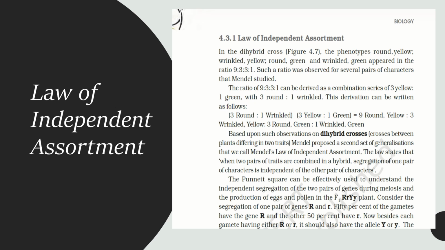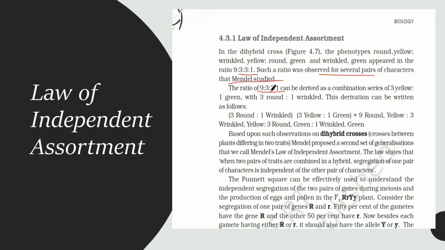In the dihybrid cross, we have discussed the phenotypic ratio, which is 9:3:3:1. We have discussed that round and yellow, wrinkled and yellow, round and green, and wrinkled and green appear in the ratio of 9:3:3:1. We have already done that with the Punnett square. Such a ratio was observed by Mendel by taking other characters as well, so we can say that in several other pairs it has also been done.